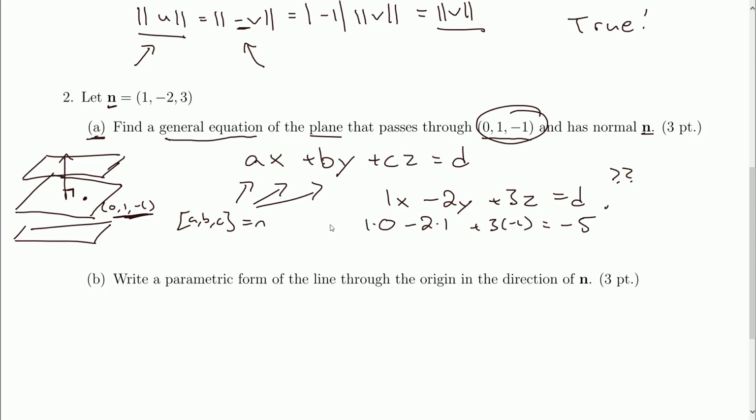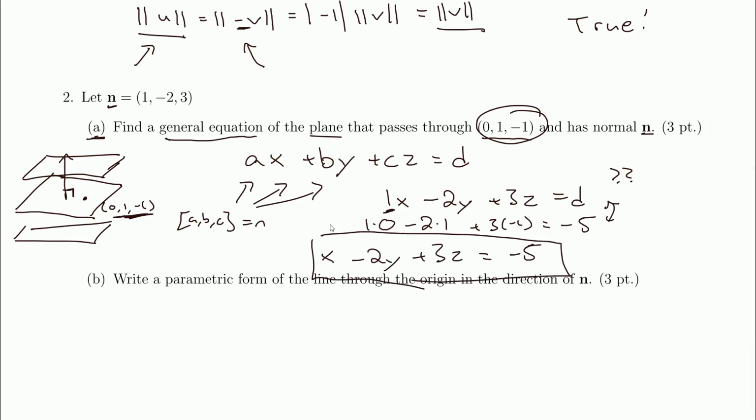So d is negative 5. And our general equation is going to be x. We usually don't write the 1. x minus 2y plus 3z is negative 5. And there we go. If I were doing this calculation, I'd probably put a little box around it to really highlight to whoever's marking that this is my final answer.